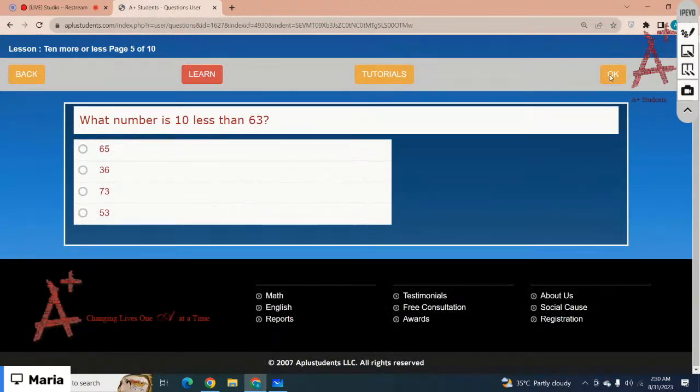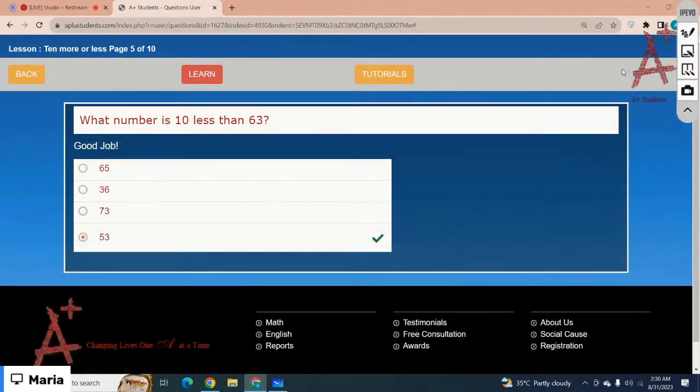What number is 10 less than 63? So which is the correct option? 10 less than 63, right? You have to subtract 1 from the tens digit. So it would be 53. The correct option is 53. 10 less than 63 is 53.